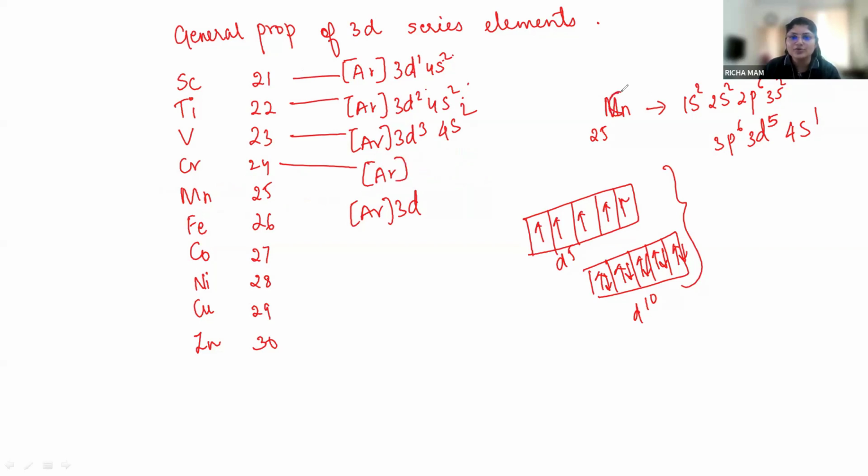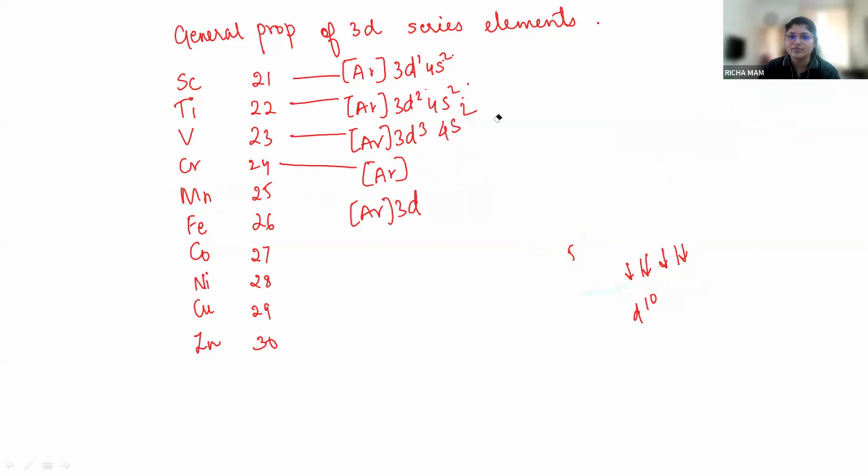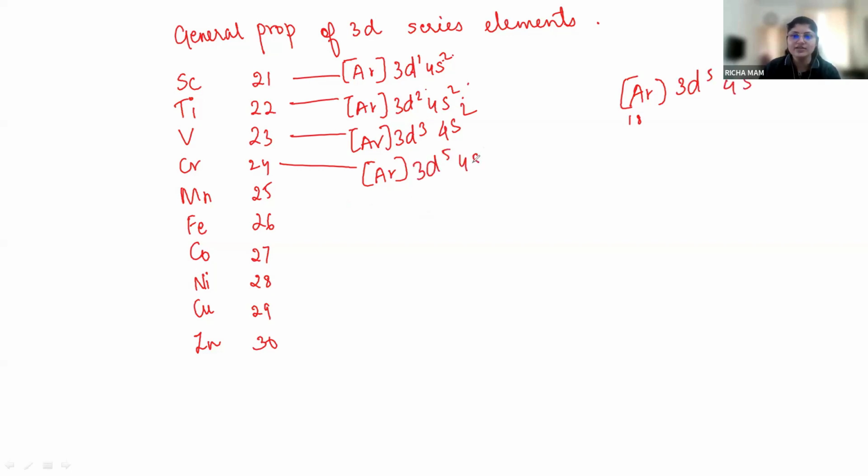Chromium is 24. So let's see for chromium. First, we'll write for chromium. Argon is 18. So how many remain? 18, 19, 20, 21, 22, 23, 24. 6 electrons. So we can do it as 3d5 and 4s1. Okay, we can do it as 3d5 and 4s1.